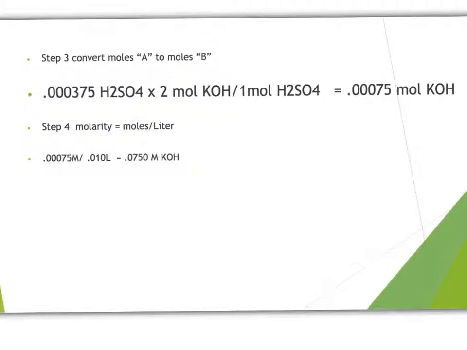Our next step is to convert from moles of A to moles of B. So we take our 0.000375 moles of H2SO4. We use our balanced chemical equation and our coefficients. We have a coefficient of 2 in front of the KOH. We have a coefficient of 1 in front of the H2SO4. This allows the moles of H2SO4 to cancel out. We now have our moles of KOH.